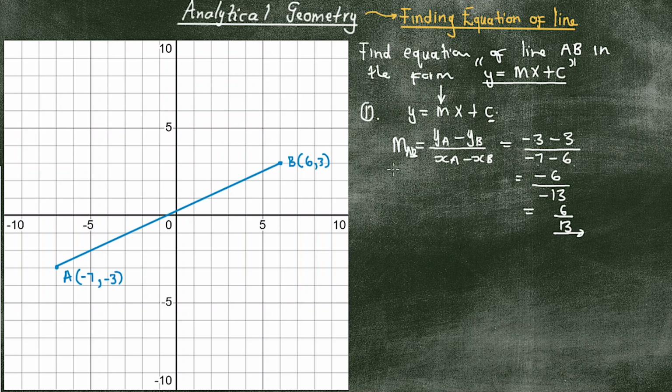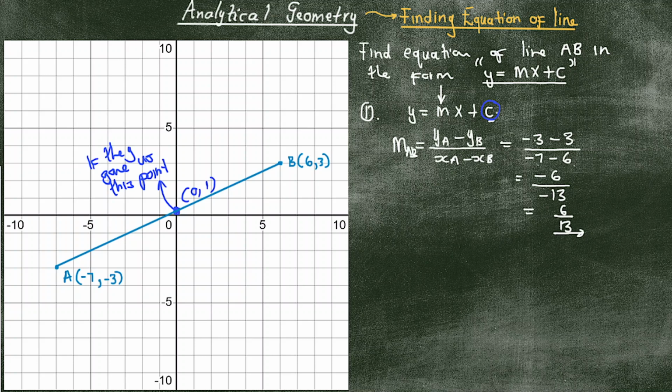Now we have to calculate the value of c. If this coordinate, which is the y-intercept, was given to us, let's say it was 0 and maybe 1, it would mean the value of c is already given and we would just substitute. Unfortunately, I don't have the y-intercept in this case.